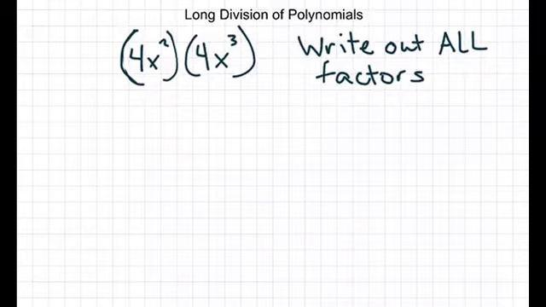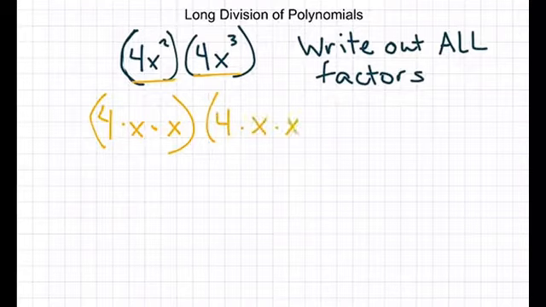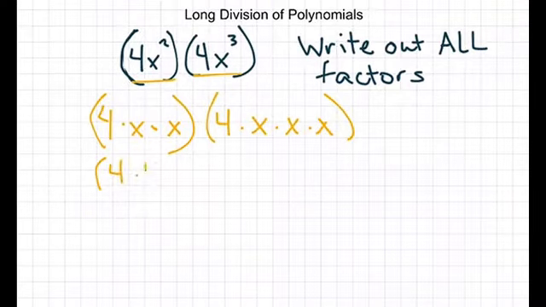So this term breaks into 4 times x times x, and this term breaks down into 4 times x times x times x. Now I can not break it down any further, but rearrange it so that I have both of the 4's together and the x's together.